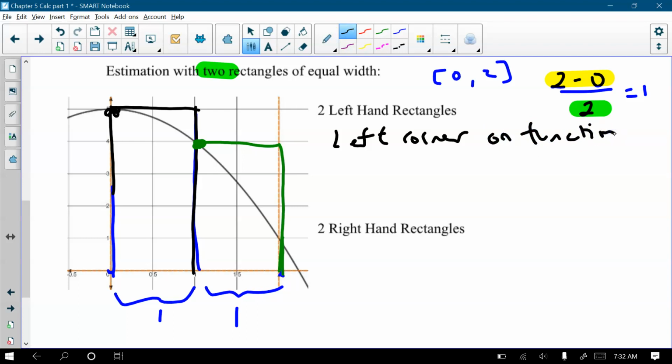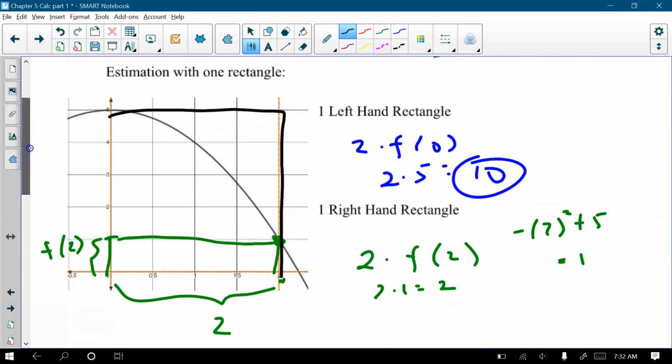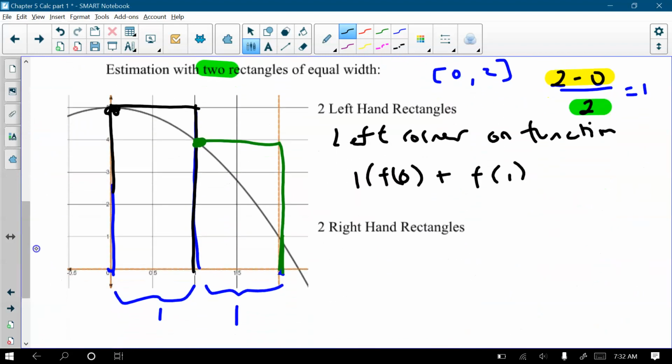Okay, so let's get our area here. Our area would be 1, because our width is 1 now, times f of 0 plus 1 times f of 1, which is going to be 1 times f of 0, which is 5, plus f of 1, which is 4. So now we get 9. Not much better than our estimate of 10 from the last time, but decent.